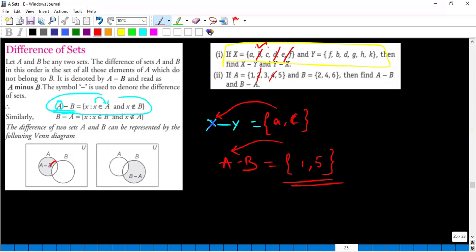This particular part is A minus B. That means the elements which belong to A only. But this common section belongs to both A and B. This is B minus A, the elements which belong to only B, or the place which belongs to only B. And this is the place where it belongs to both sets, set A and set B.